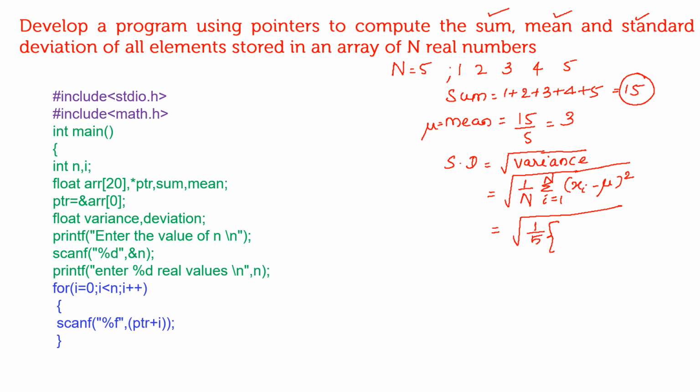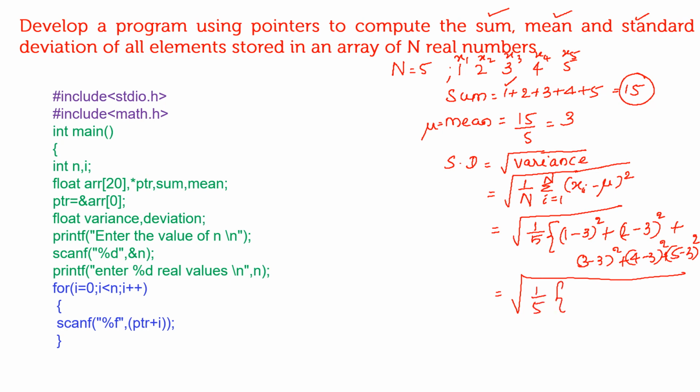So first case it will be x1. What will be your x1 value? It is equal to 1. So here your real numbers are x1, x2, x3, x4 and x5. So x1 is equal to 1. 1 minus, what is your mu? Mu is equal to 3, the whole square, plus summation of everything. Similarly, (2 minus 3) the whole square plus (3 minus 3) the whole square plus (4 minus 3) the whole square plus (5 minus 3) the whole square, right? So now what is the answer? You will be getting 1 by 5 into, you can just solve it.